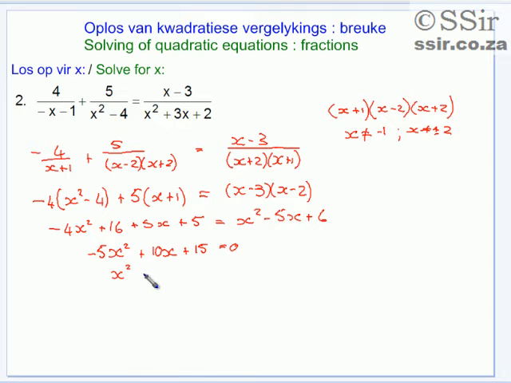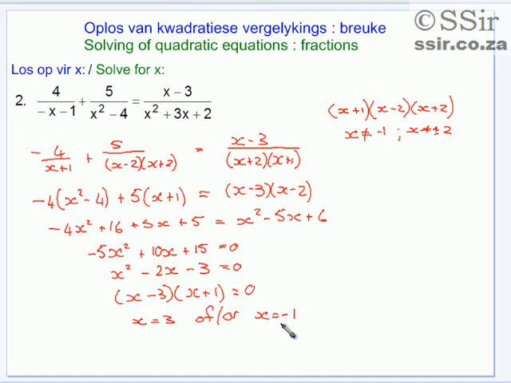This will give me x squared minus 2x minus 3 equals 0, and this can factorize. So this becomes x minus 3, x plus 1 equal to 0. So x has to be 3 or x has to be minus 1. Remember, we must quickly check according to our restrictions. X may be 3, but x may not be minus 1, so this solution is not a valid solution, not applicable.